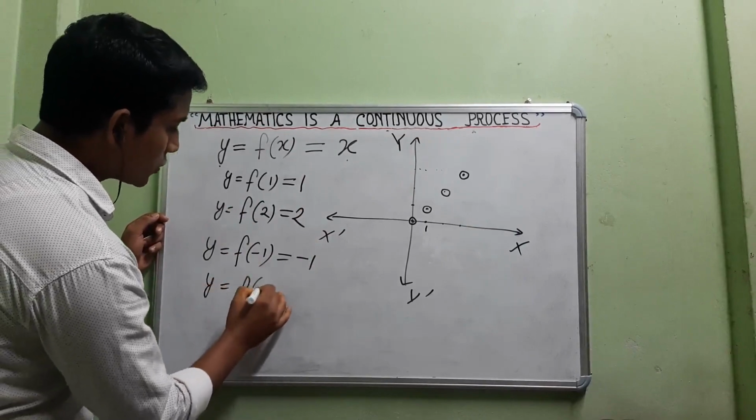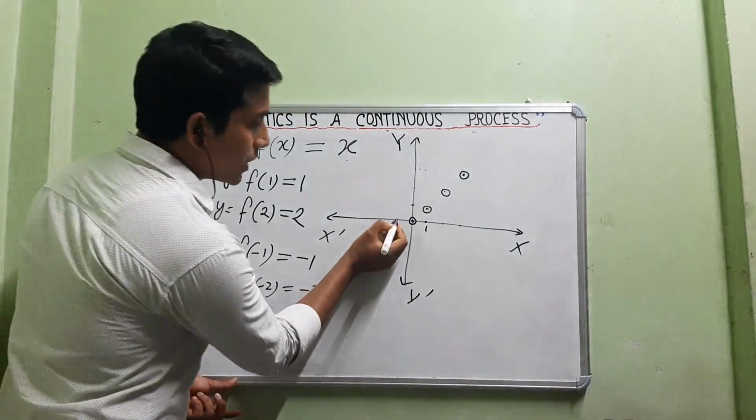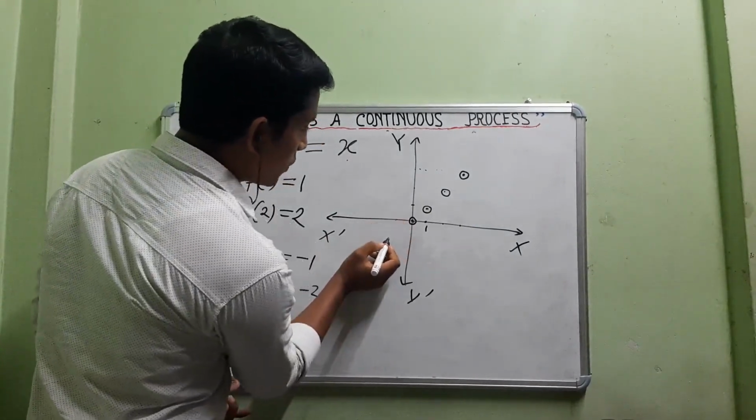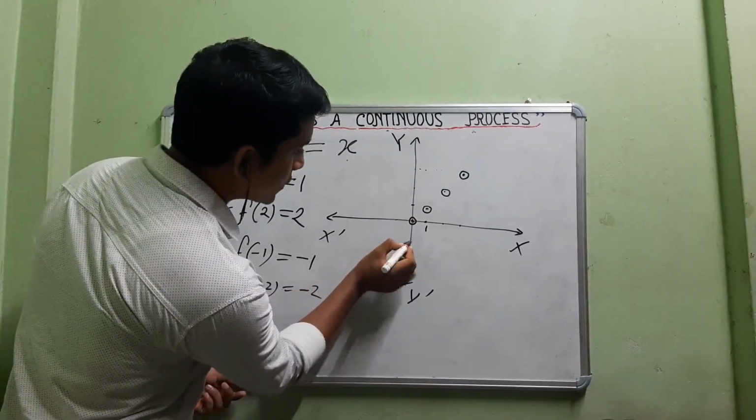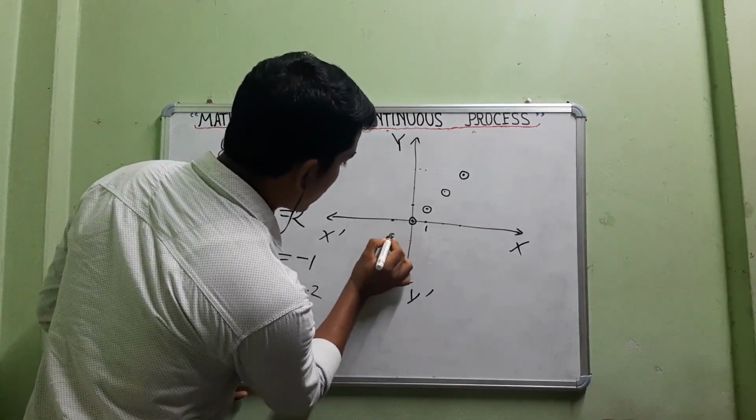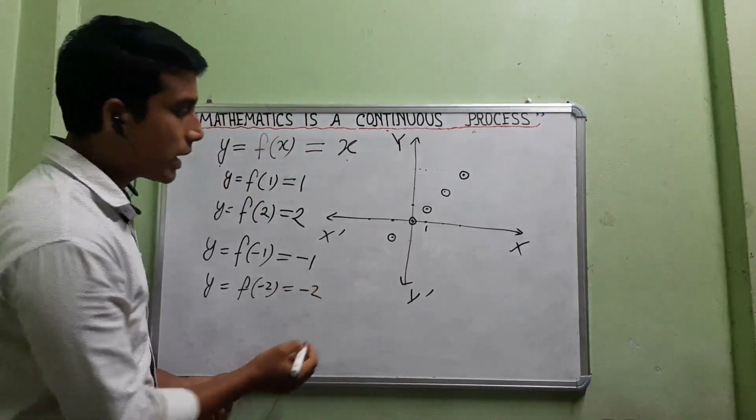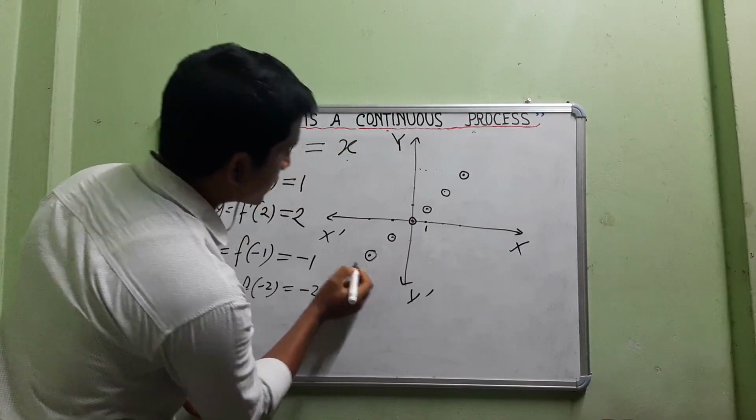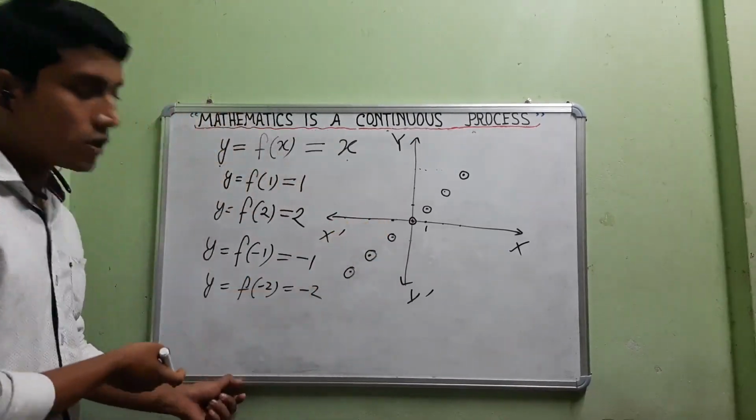So f of -2 would be equal to what? Again -2. Put the values here. Whenever I have taken -1, y is also taken -1, so on the negative side of y, that means here. For x equal to -2, y is taking -2. Like this, for the value -3, y will take -3. In this way it will go on and on.